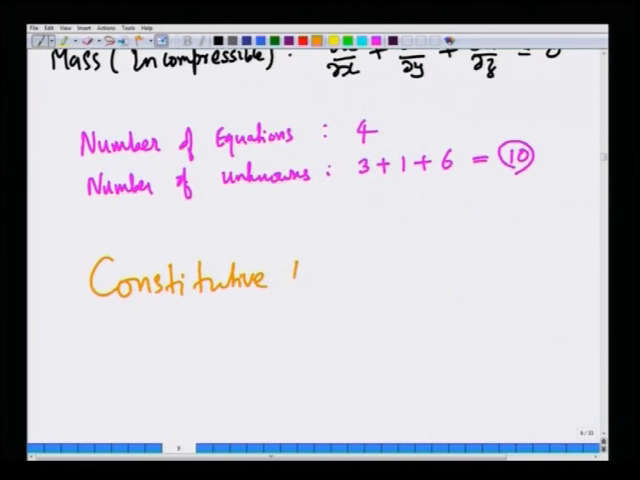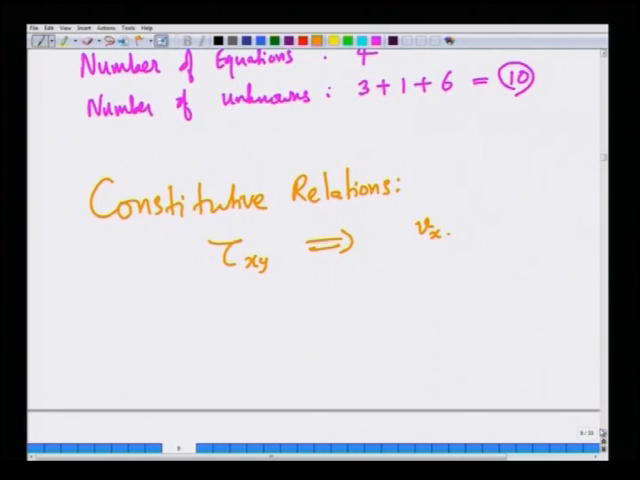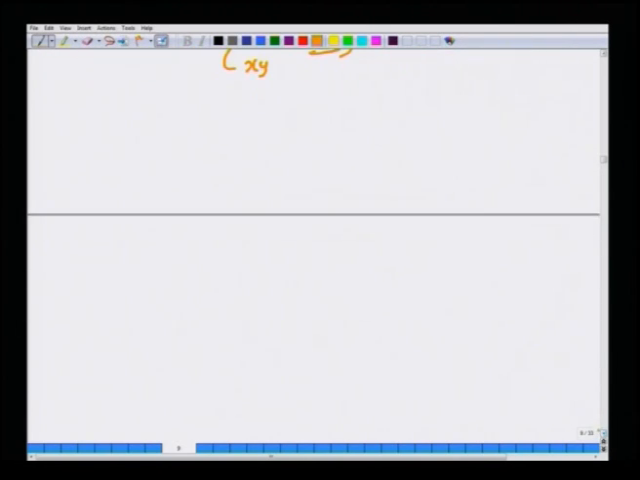The constitutive relations relate the stresses, the various components of the stresses, to the velocities. Okay. So, we need that relation in order to be able to say how a given substance is going to respond. Okay. Now, in order to do this, let us take a very simple context.